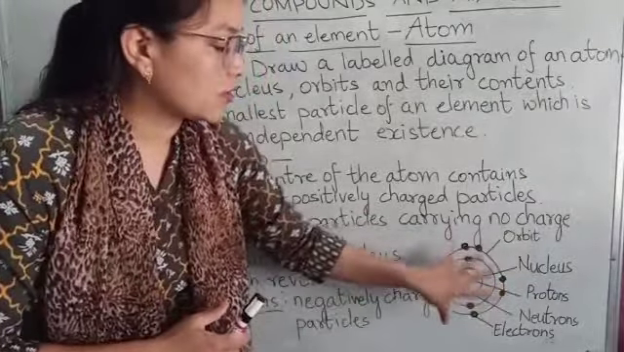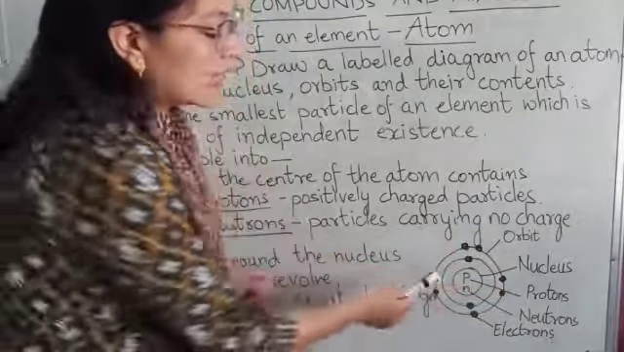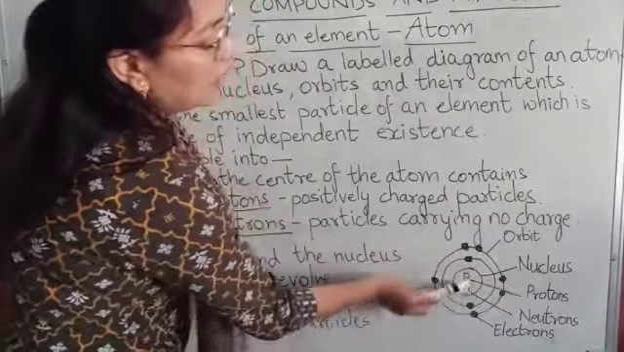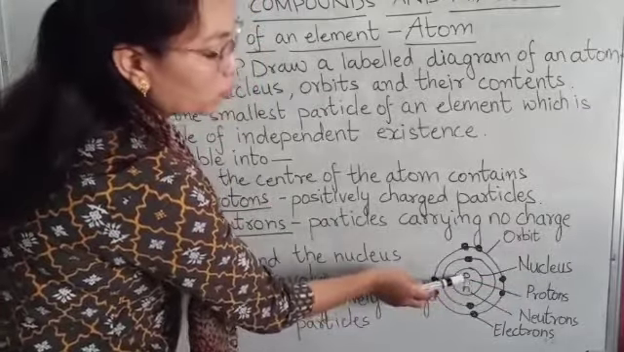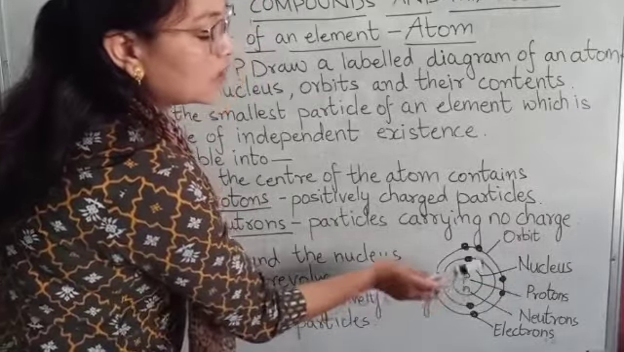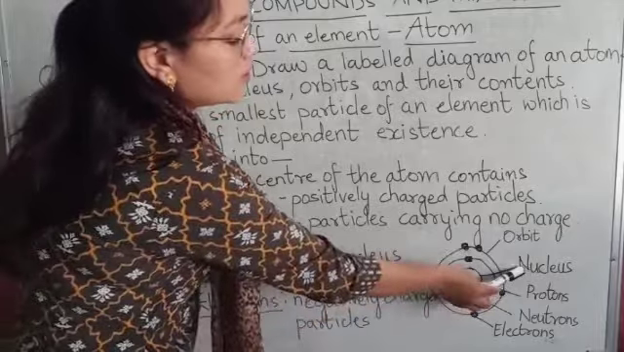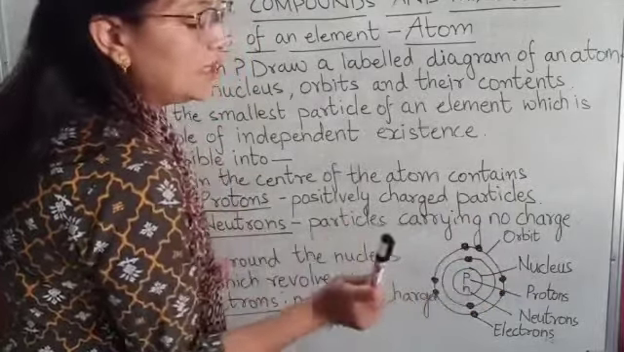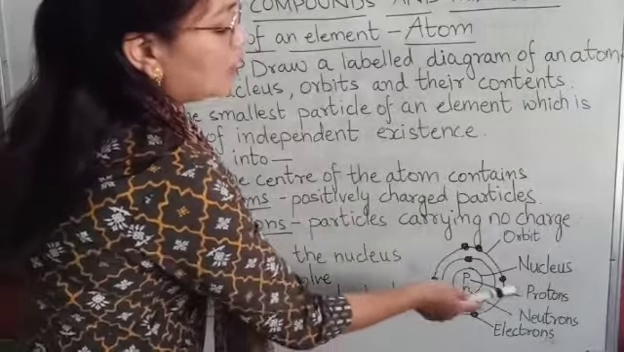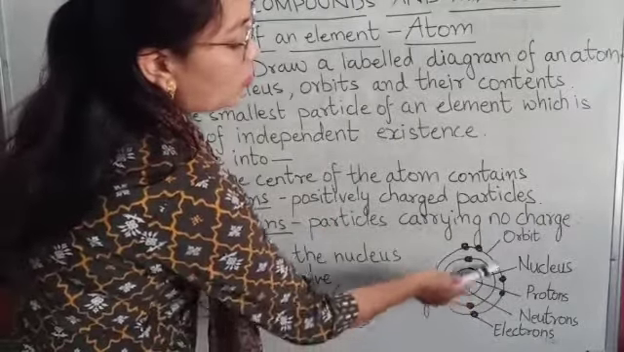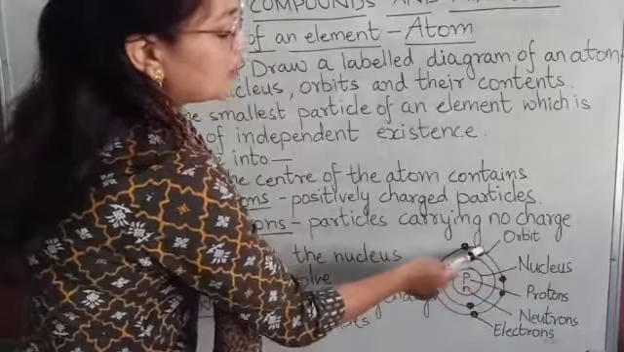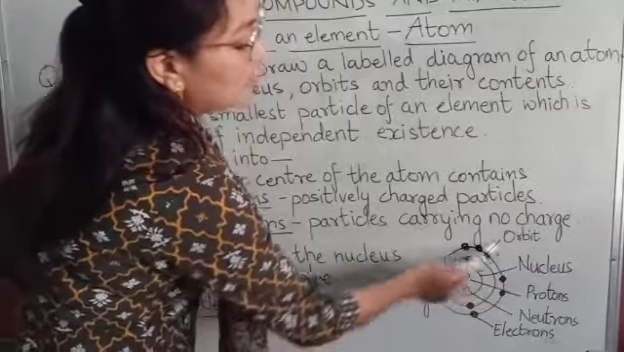As you can see here, this is the structure of an atom. In the center is the nucleus, and inside the nucleus, protons and neutrons are present. Protons are positively charged particles, and neutrons do not have any charge on them. Then come these orbits. Now what are these orbits? Orbits are the circular paths in which the electrons move around the nucleus.